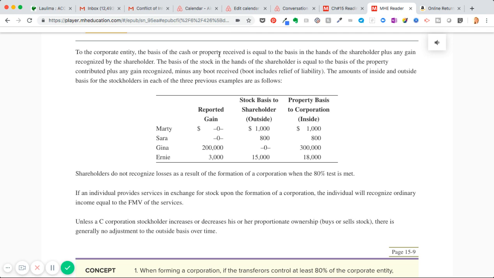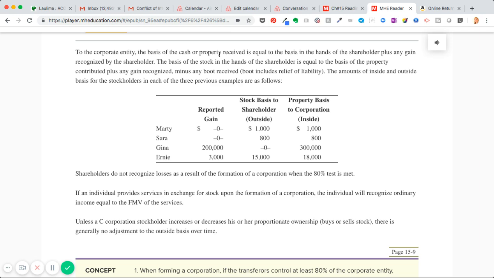So the basis of the stock in the hands of the shareholder is equal to the basis of the property contributed plus any gain recognized minus boot received. Boot includes relief of liability, just like before. This is just like the partnerships. You could look at your partnership cheat sheet.